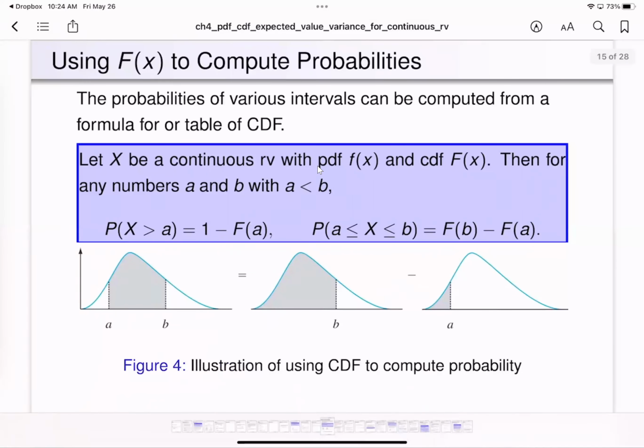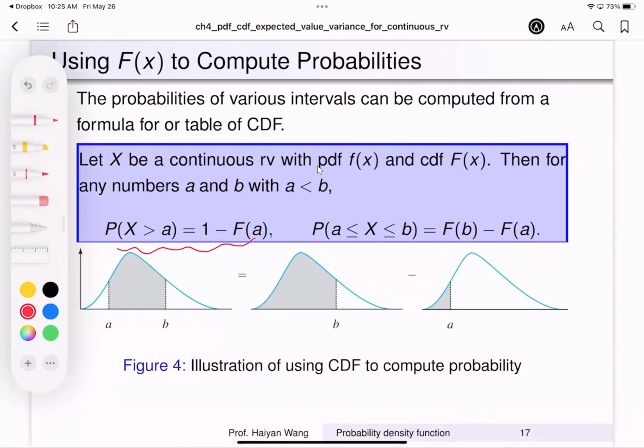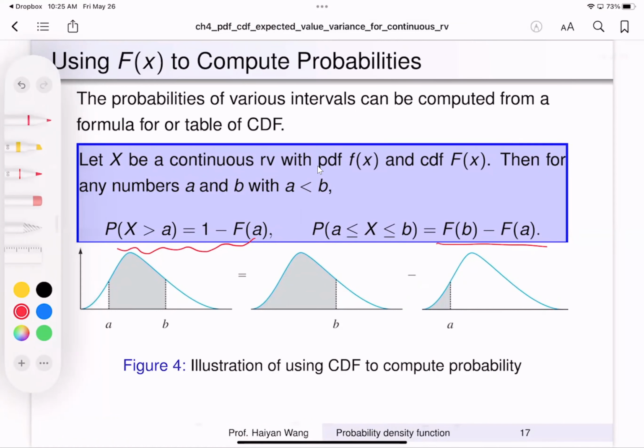The CDF can be used to compute probability, like between a and b. This probability will be computed with F(b) minus F(a). And the probability of greater than a will use 1 minus the probability to the left of a, so it's 1 minus F(a). These are going to be used very frequently later on, so make sure you get comfortable with these. So that's the probability using the CDF.